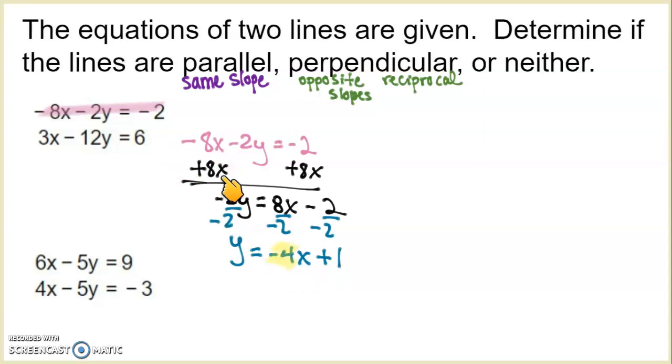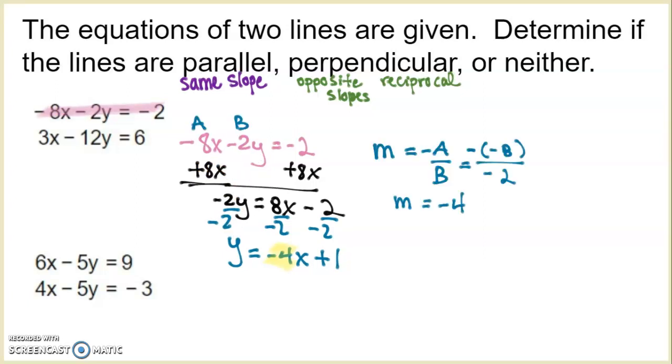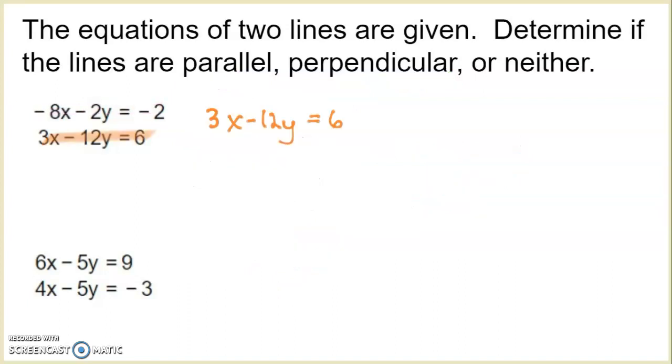The shortcut method is to look at the value of A, which is -8, or look at the value of B, which is -2. And if I divide those, it's the opposite of A, or -A divided by B. Since A was -8, I take the opposite of that and divide it by -2, and I get -4. So here we see we get the same slope whether I solve it by hand or I use the shortcut that we talked about previously.